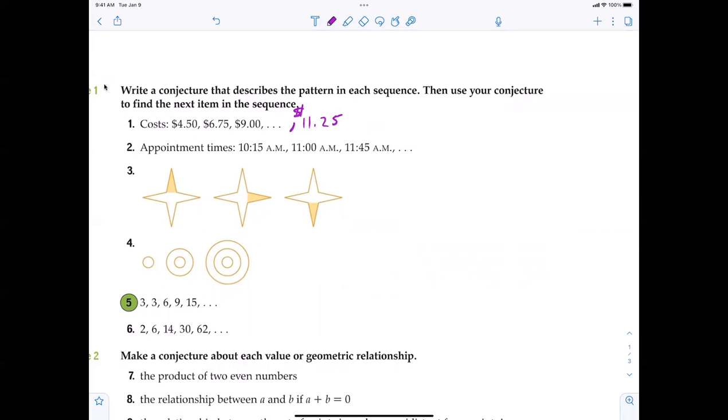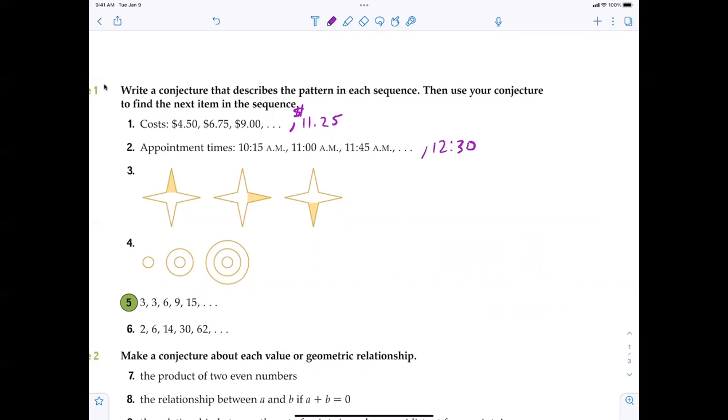And so the next one is just adding what? Adding 45 minutes. And so the next one would just be 12:30 what?